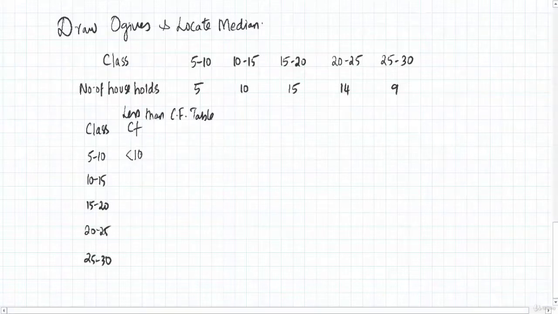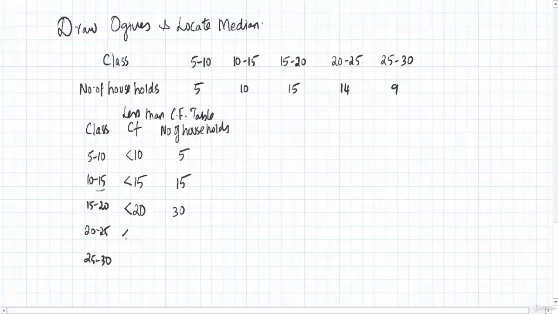It is less than 10. So how many households are less than 10? The number of households which are less than 10 is only 5. Then the next cumulative frequency is going to be less than 15. How many households are less than 15? When I say less than 15, it also includes less than 10. Here I know it is 10 for 10 to 15, and for less than 10 it is 5, so it is 10 plus 5, that is 15. Then comes next, how many households are less than 20? It is going to be 15 plus 15, that is 30.